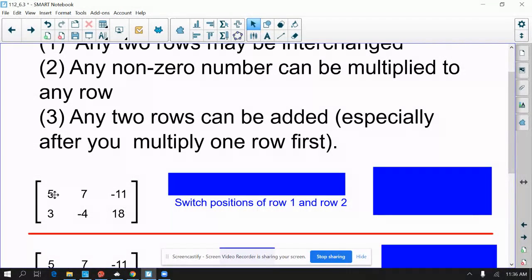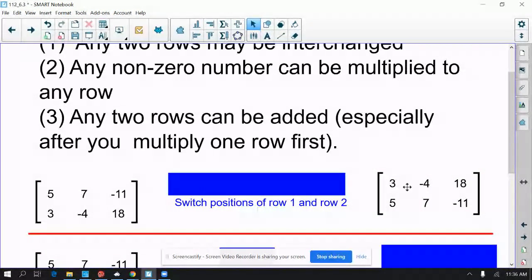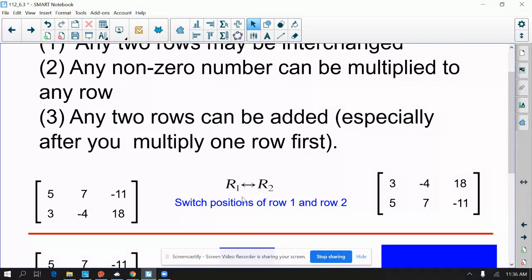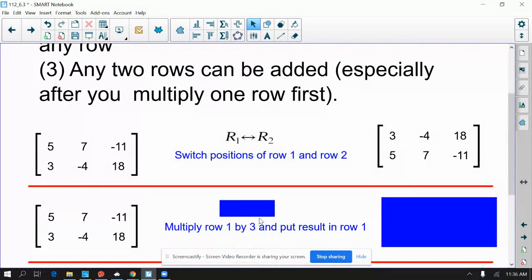What if I wanted to switch these two rows? If I switch the two rows, I get this, right? 3, negative 4, 18 is now on top. Well, the symbol for that is this. This is row 1, this is row 2, and the double arrow indicates that you're switching. You're just switching row 1 and row 2.